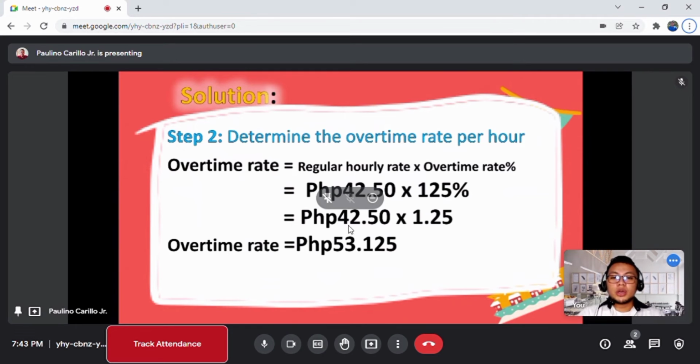Then, using our calculator, we just need to multiply 42 pesos and 50 centavos by 125% or 1.25. We'll get an overtime rate of 53 pesos and 125 centavos per hour. Now, if she worked for 3 or 4 hours, we simply multiply this by the number of working hours to get our overtime pay.